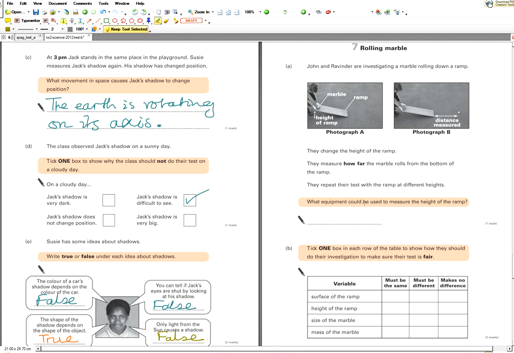What equipment could be used to measure the height of the ramp? What could they use for measuring the height of the ramp? There are three possible answers. What would you use to measure the height? Clue: height is a length. Well done. They could simply use a ruler, or you could say a meter stick or meter rule. Okay, what else could they use?